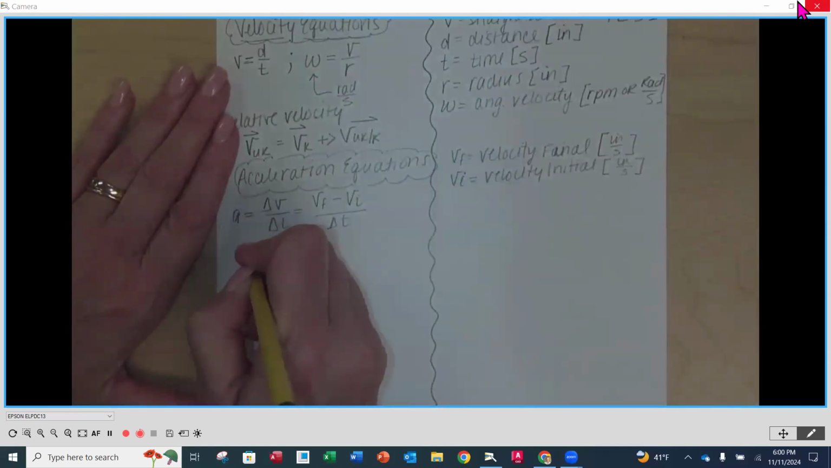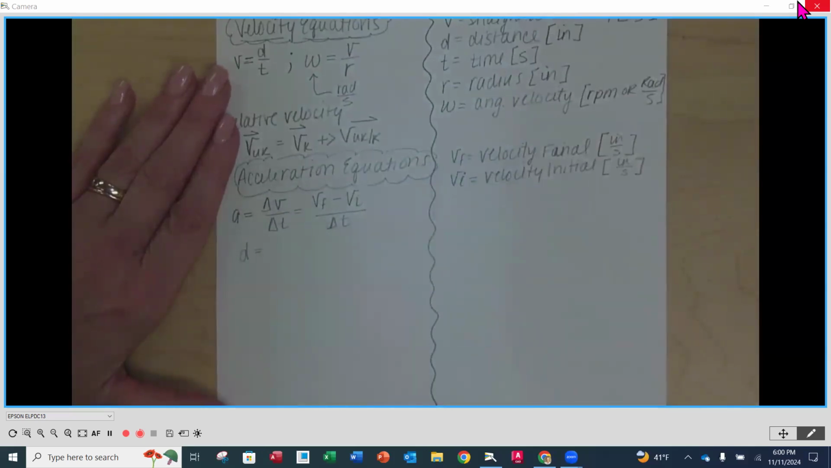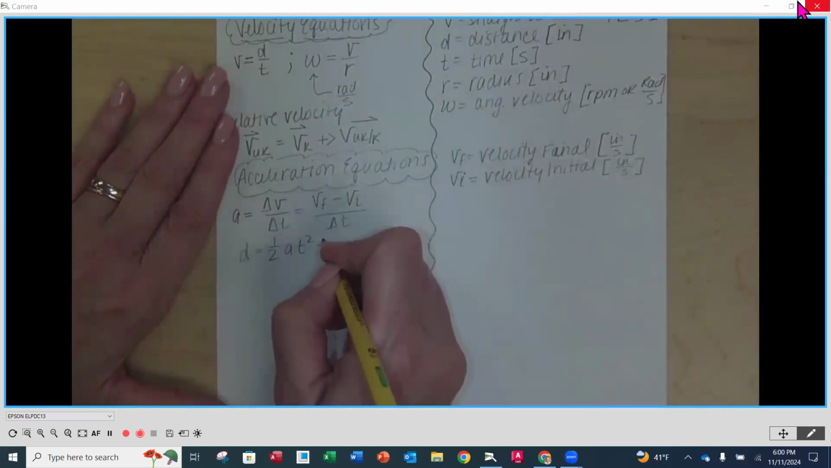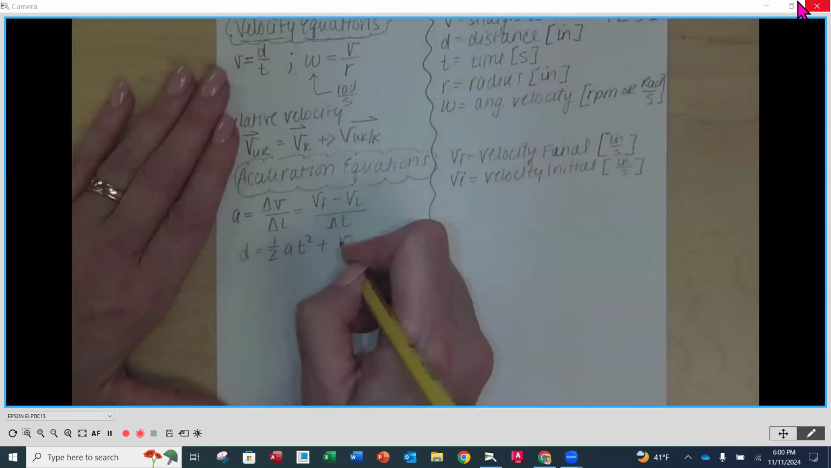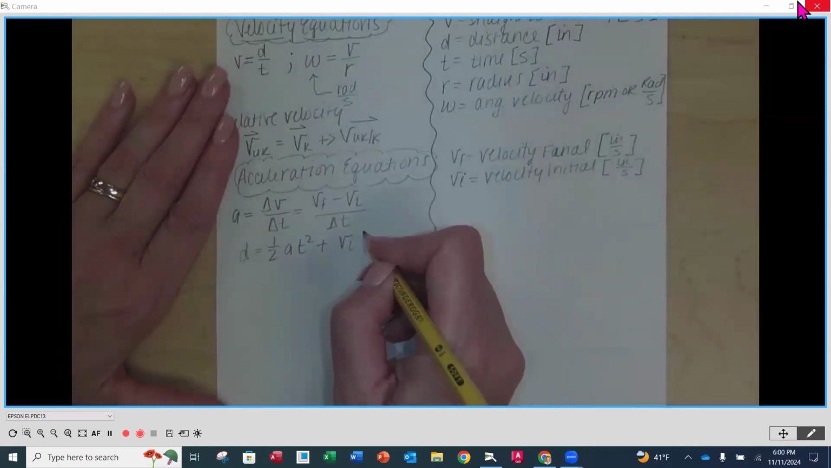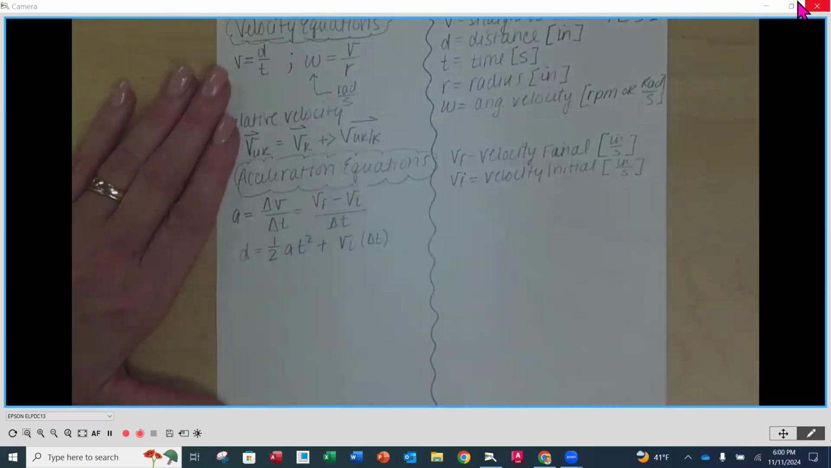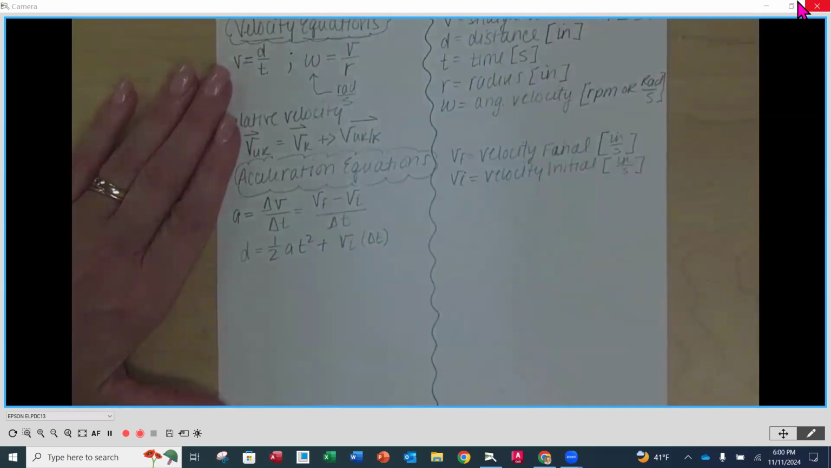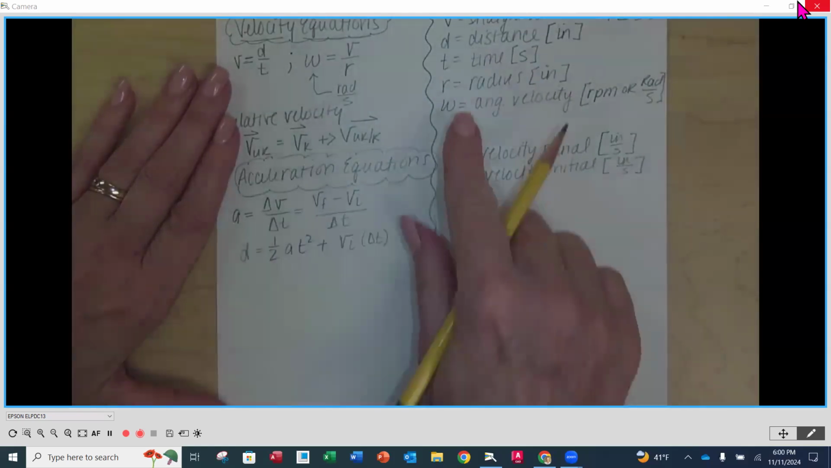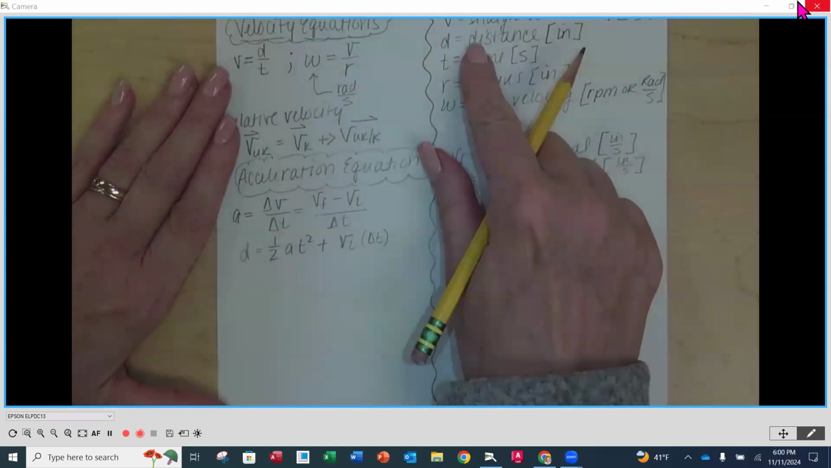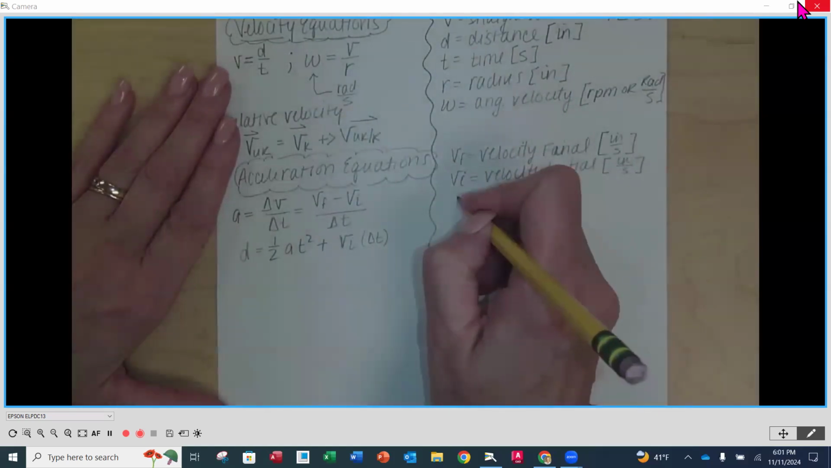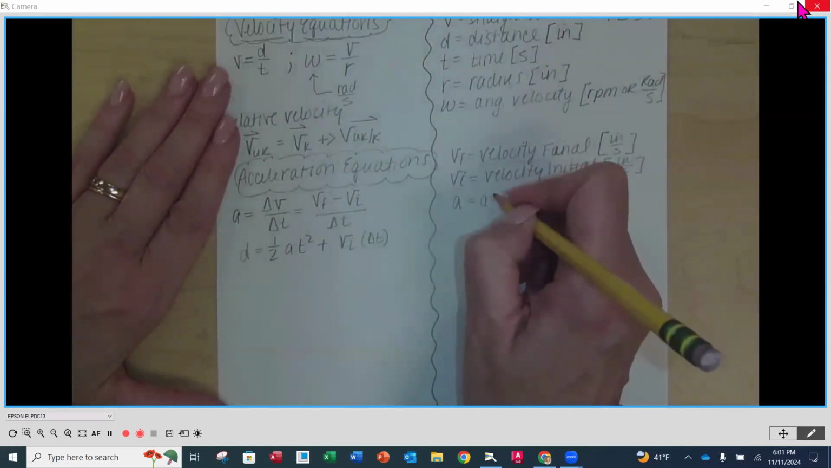Now, we looked at distance. Straight line distance covered when we're accelerating is going to be 1/2 A T squared plus initial velocity, if there is one, times the change in time. Distance here is the same as it was above, so I'm not going to rewrite that variable. Oh, I need to put acceleration, A. A is equal to acceleration.